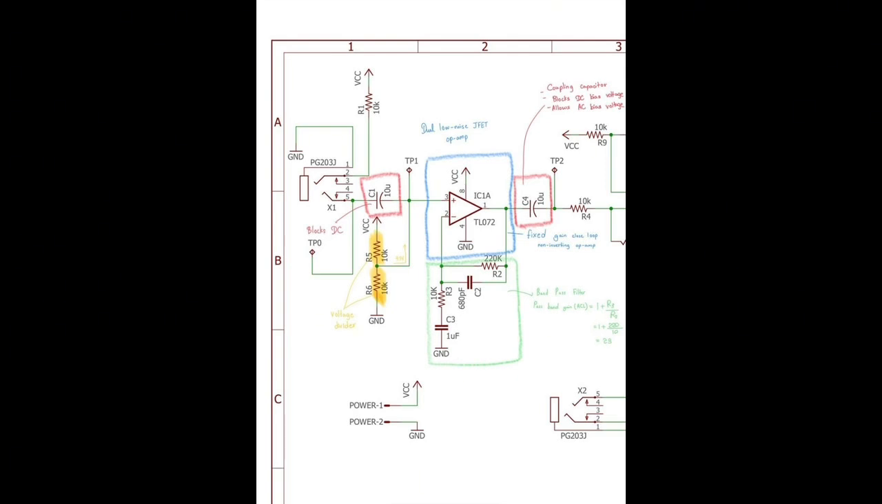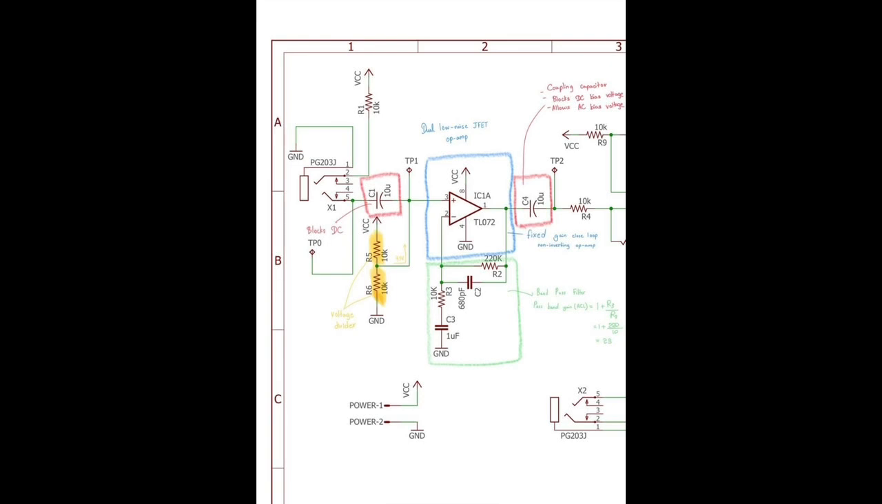In stage 1, the TL072, which is a low noise dual input op-amp, is used to boost the weak microphone signal. The output of the microphone goes through capacitor C1, which is a 10 microfarad coupling capacitor that blocks DC bias voltage and only allows AC voltage to pass through to the op-amp. This is essential to prevent any unwanted DC offset from affecting the op-amp input.